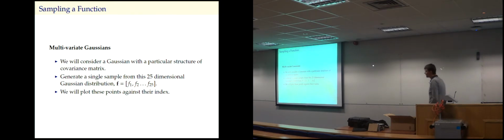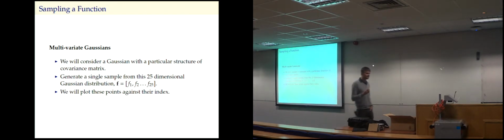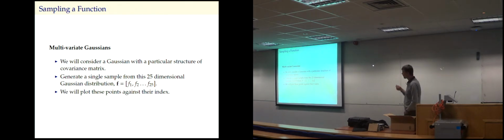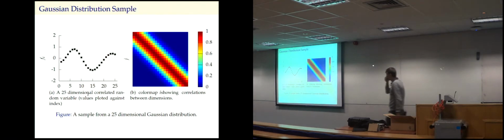So to give you the idea of a Gaussian process, we're going to look at a single sample from a Gaussian distribution. The Gaussian distribution is going to have a particular structure, and it's a 25-dimensional Gaussian, so it's a multivariate Gaussian. And then we're going to take one sample. Because it's a 25-dimensional Gaussian, the one sample has 25 values. We're going to plot these values against their index. So this is doing that.